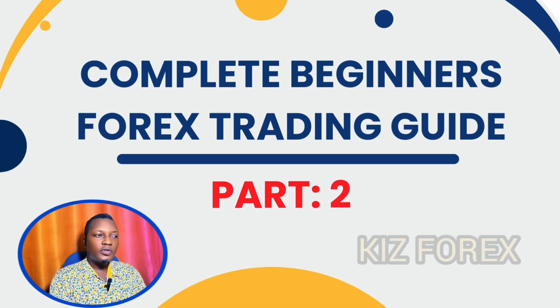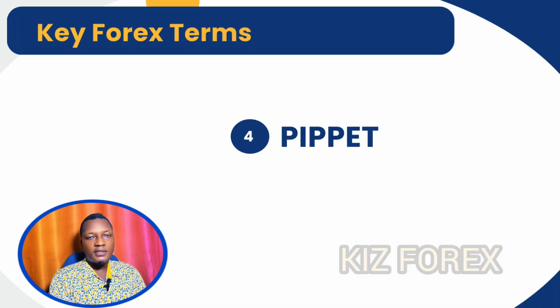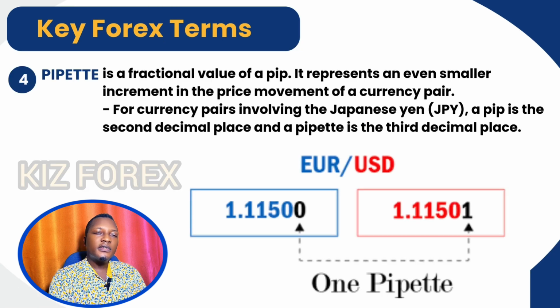Another terminology that you also need to know is, of course, the pipet. So we have the pip, we have the pipet. Now, what is the pipet? Just like the opposite of the pip, we have the fifth decimal point. So the fifth decimal of the prices is what we call the pipet. That is the smallest price movement change.